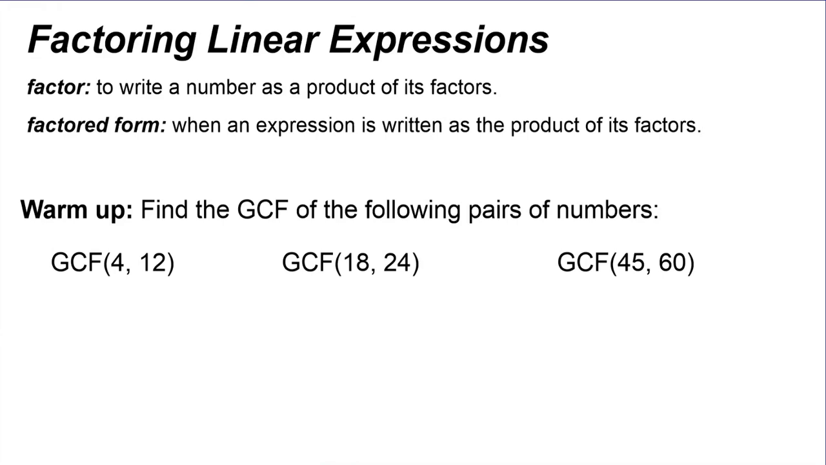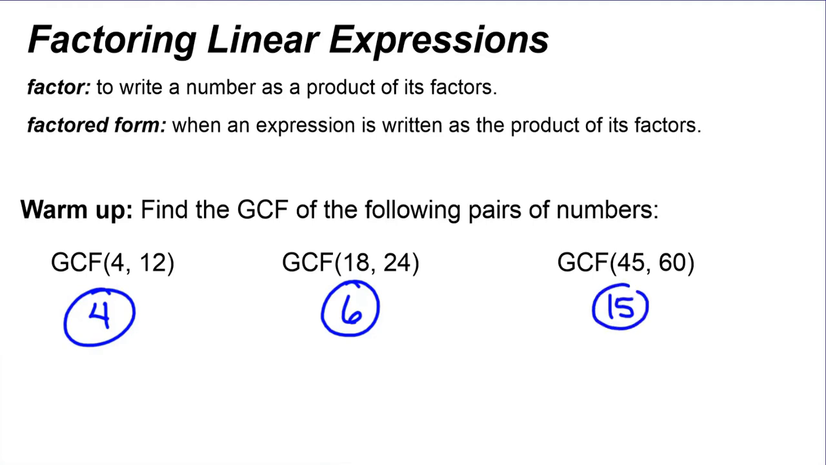So the GCF is the largest number that will divide the numbers evenly. The greatest common factor of 4 and 12: what is the largest number that will go into 4 that also goes into 12? Well, the answer is 4. So 4 is our greatest common factor of 4 and 12. Next one, what's the greatest common factor of 18 and 24? The largest number that will divide these numbers is 6. And then lastly, the greatest common factor of 45 and 60. The largest number that divides 45 and 60 is 15. Okay, so that's just a real quick reminder of greatest common factor.